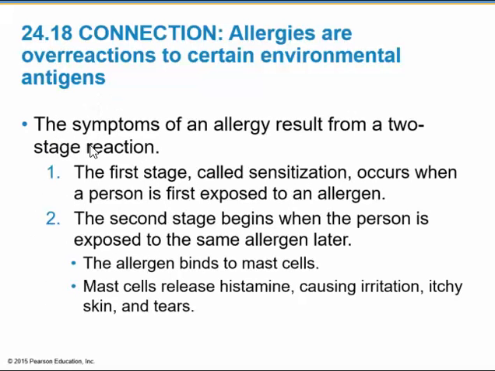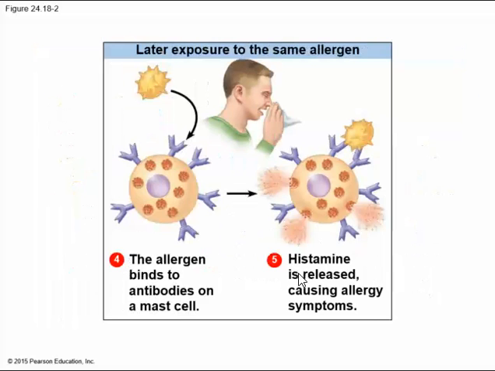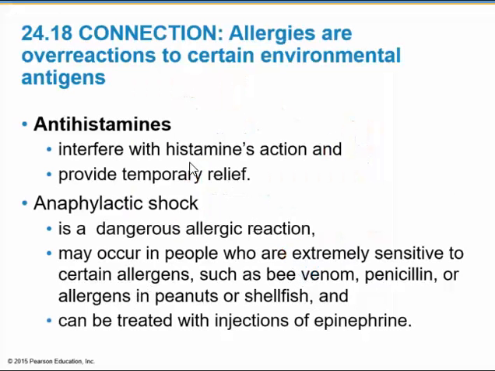Allergic symptoms result from a two-stage response: sensitization when a person is first exposed. Then the second stage begins when the person is exposed to the same allergen later. Allergen binds to mast cells. The mast cells release histamine, which causes the symptoms of the allergy. Antihistamines interfere with the action of histamine and temporarily relieve symptoms.